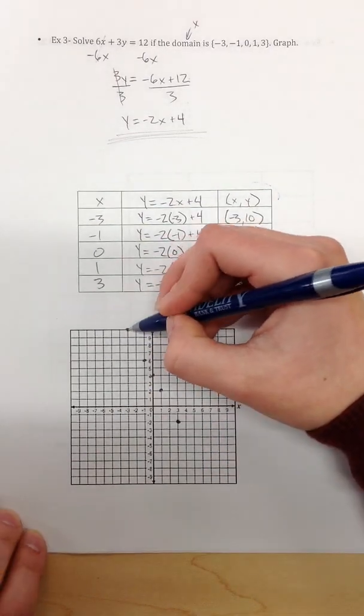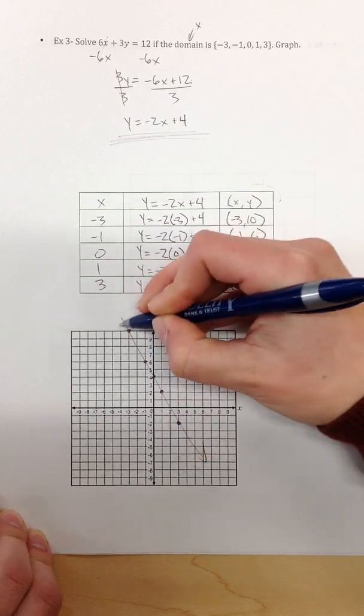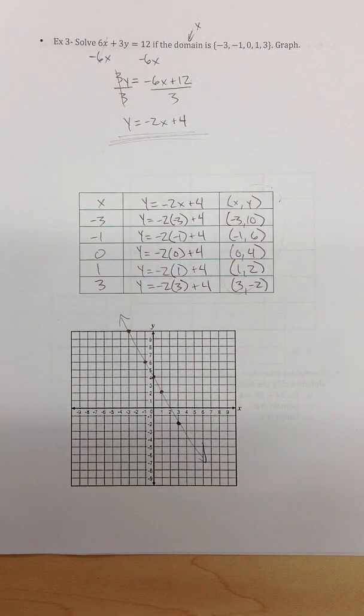And again, those should make a straight line. So you'll want to shoot a line through those. And then you also always want to put arrows on both ends because those lines can go in both directions forever.